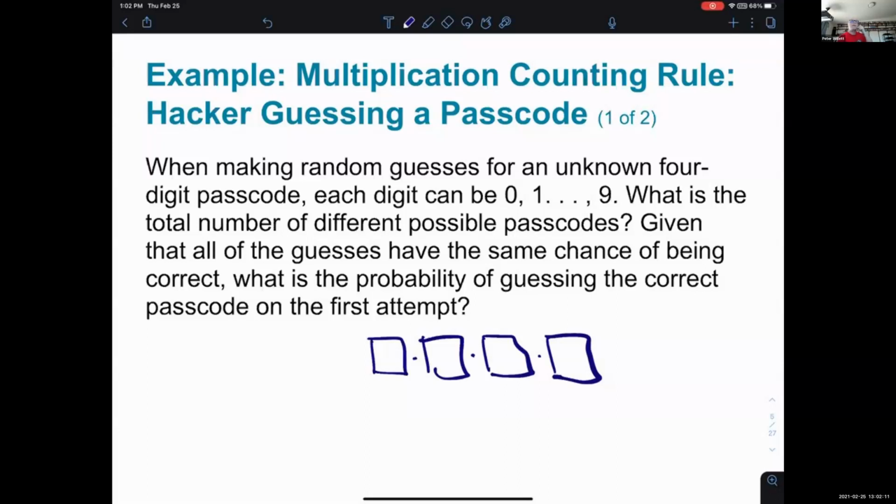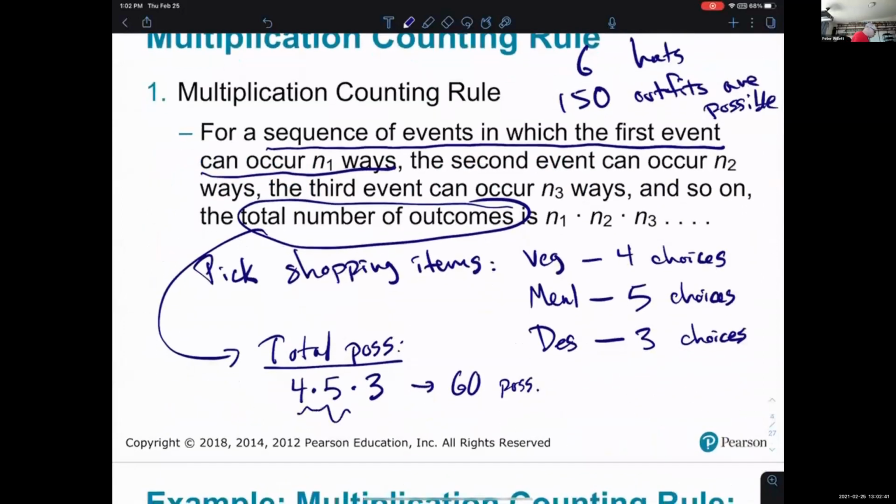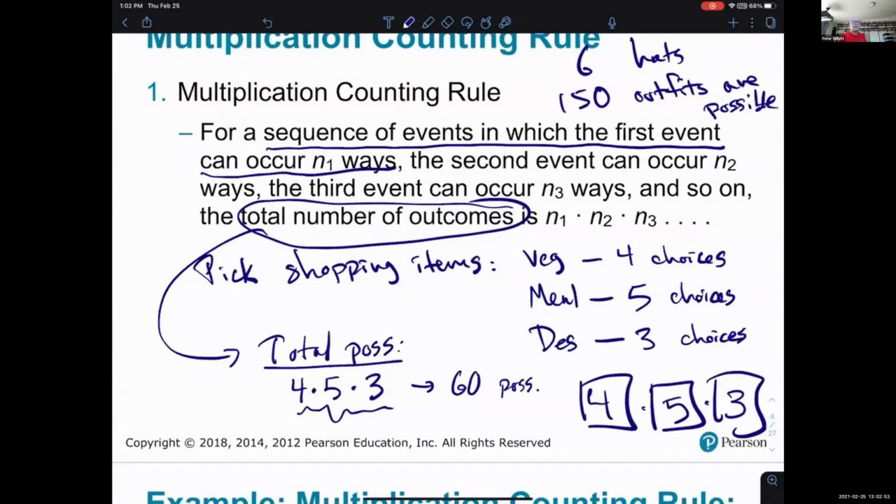So if there's 10 different numbers and you have to choose those 4 times to make a passcode, then the first one you have 10 possibilities, the next one you have 10, the next one 10, the next one 10. In this case, because you're choosing from the same set of numbers each time, the number of possible choices is the same each time. And so that leads to 10 to the fourth, or 10,000 possibilities, pretty quickly and easily. Now, in the earlier example, the number of possibilities weren't the same each time, but you can still think of the choices occurring in sequence: there were 4 choices, then 5 choices, then 3 to choose from, and that's why we have 4 times 5 times 3.